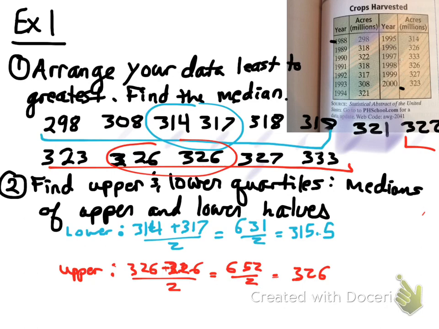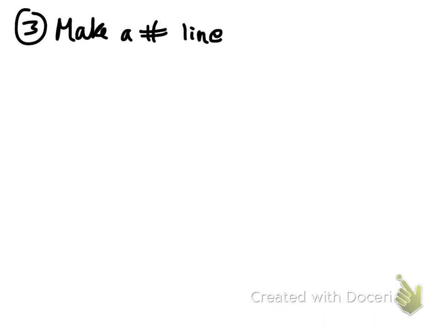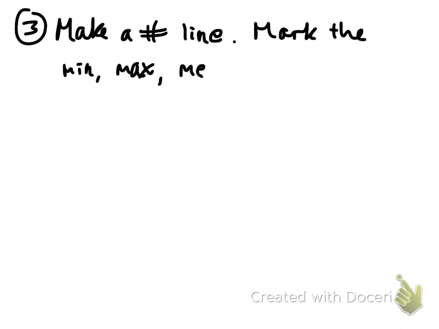So I have my upper and lower quartiles now, and I have my median. So step 3 now, all we have to do is take these 3 numbers, my median, my upper and lower quartiles, and draw them on a number line. Step 3 is to make a number line, and then we're going to mark the minimum, the maximum, median, and upper and lower quartiles.